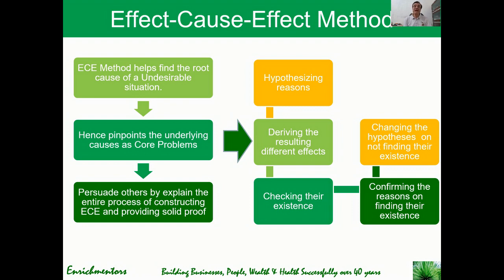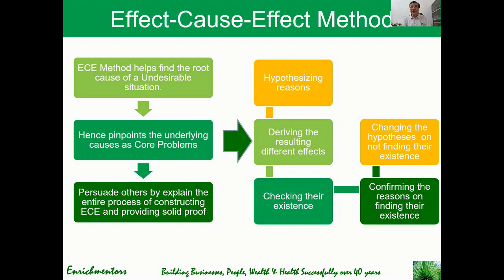And how do you do that? You hypothesize the reasons. You brainstorm, you think using the techniques or otherwise. And you say, okay, these are the possible reasons, or this is one of the reasons that I want to test. So this is actually the hypothesis testing methodology. You hypothesize one reason or many reasons and you take one at a time. Then you say, if that is the reason, let me see what it should result in. So you derive the resulting different effects of that.